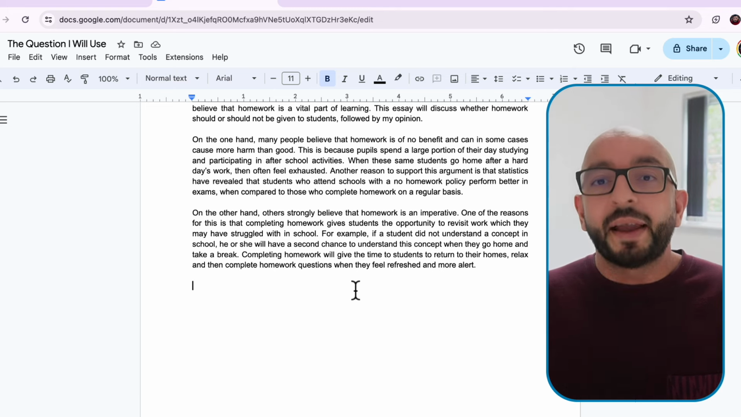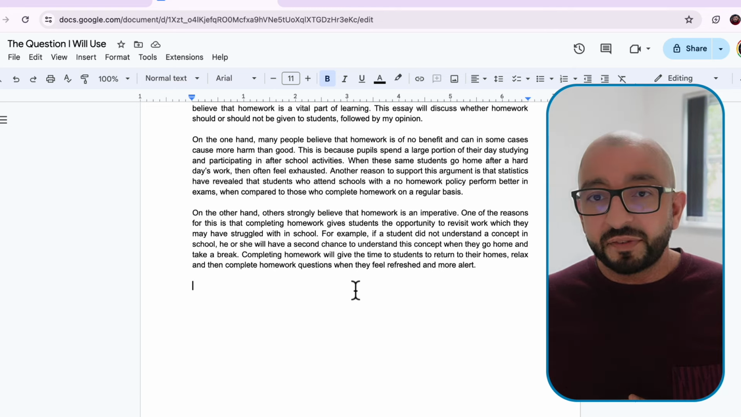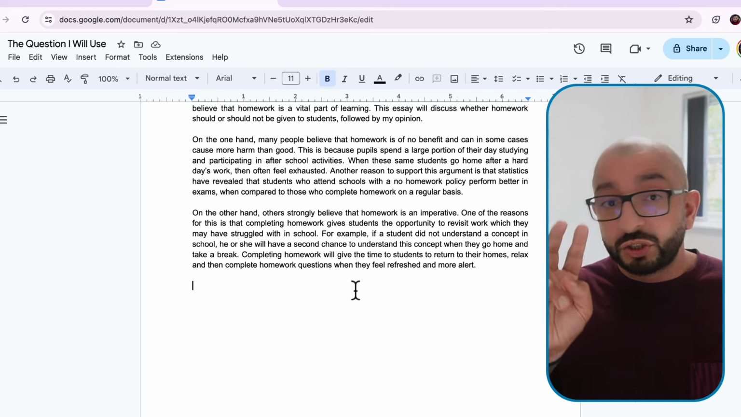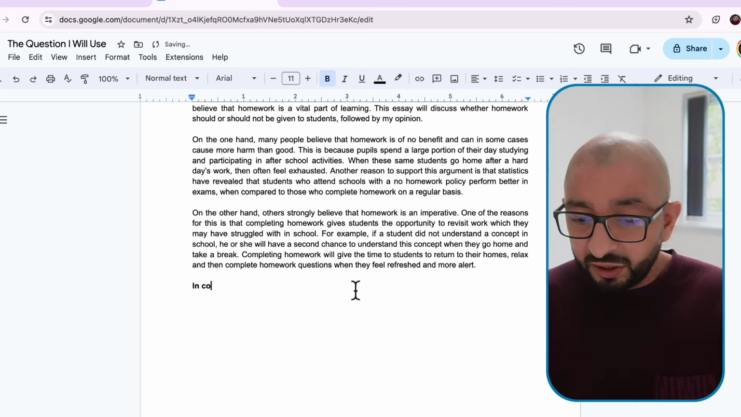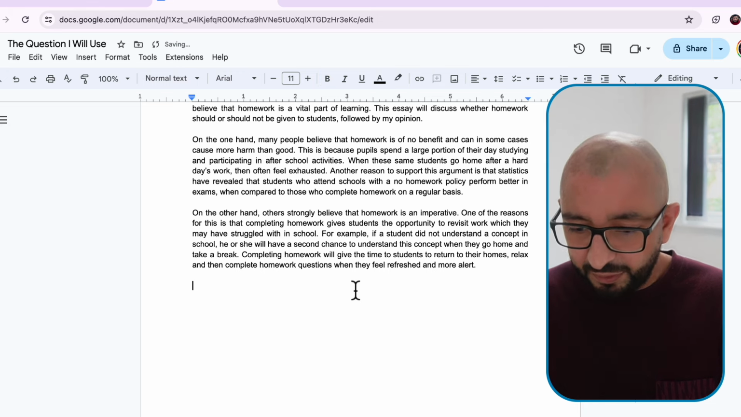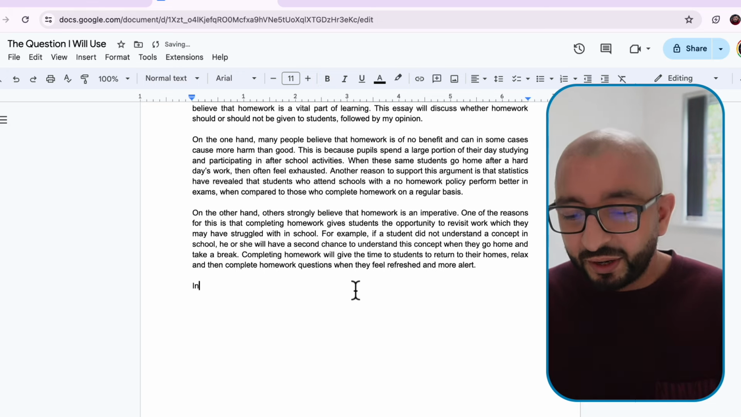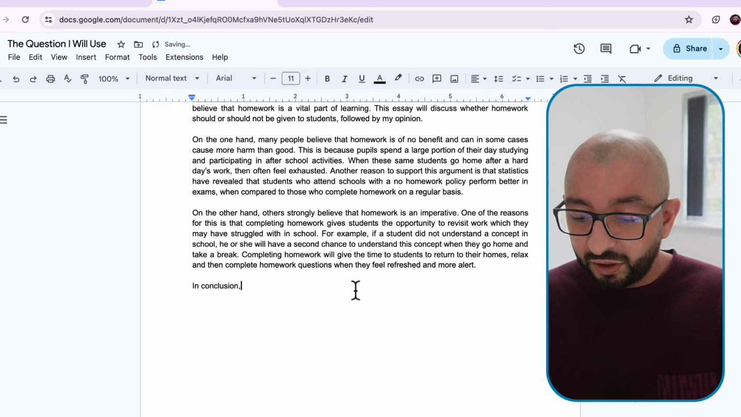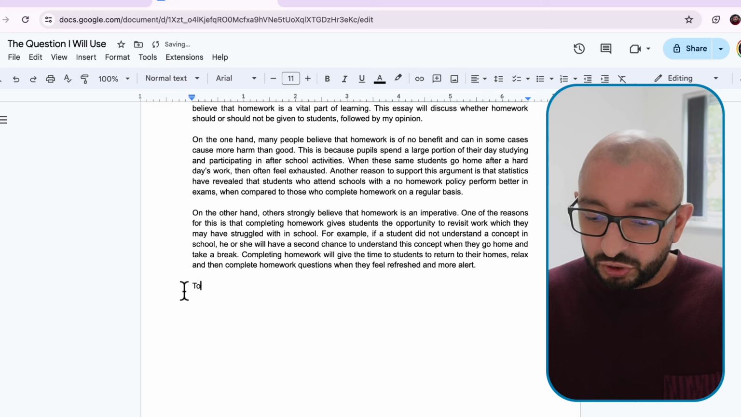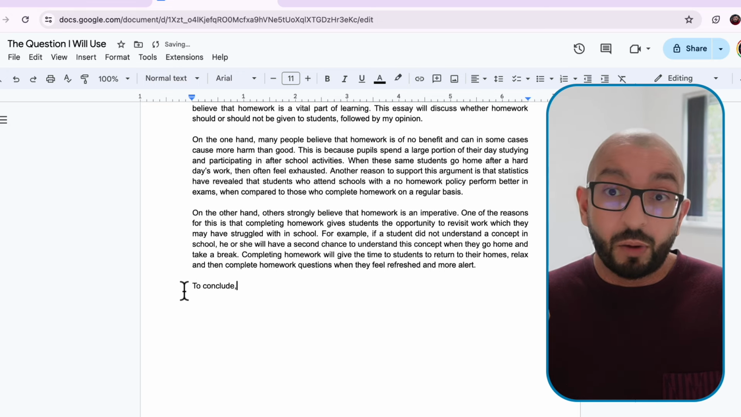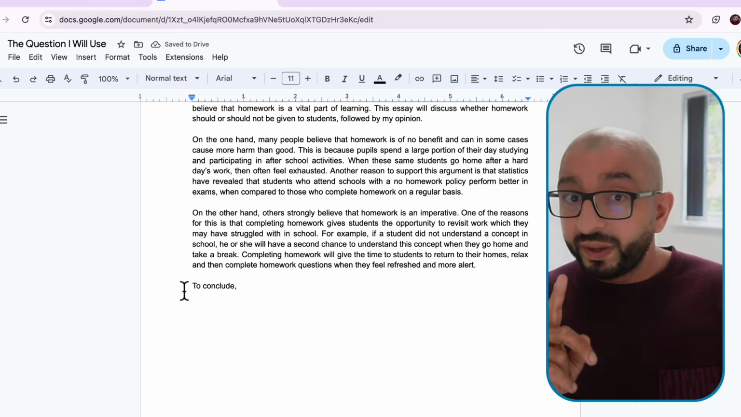Okay? And how do we start the conclusion paragraph? You can do this in one of two ways. Very easy. You can write, in conclusion. Oh, I don't know why it came out in bold. But in conclusion, okay, comma. Or you can write to conclude, comma. Okay? Always use the comma.